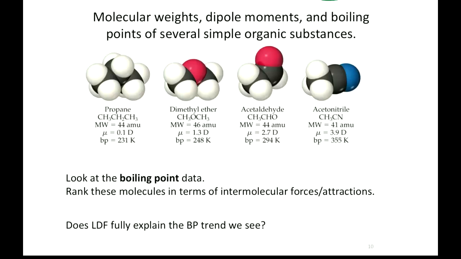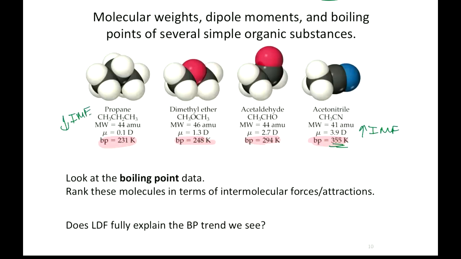All right, so let's look at some more stuff here. Let's look at the boiling point data of these molecules. Which substance has the most intermolecular forces based upon the boiling point data? Which substance has particles attracted the most towards one another? Acetonitrile, because it has the highest boiling point, so it's going to have the greatest amount of IMFs. And which one has the lowest IMFs present, based upon boiling point data? Propane has the least amount of IMFs.